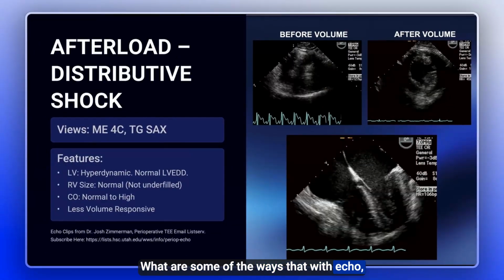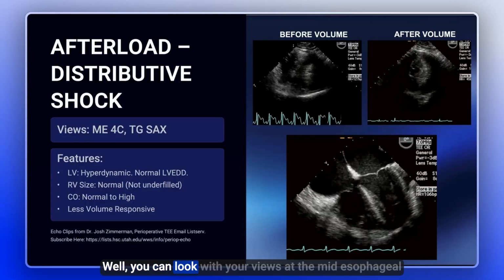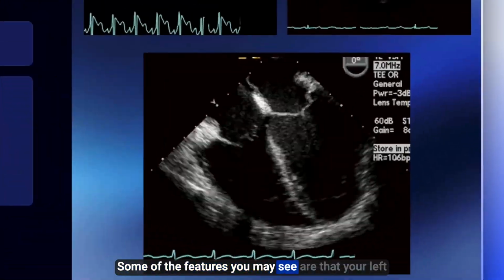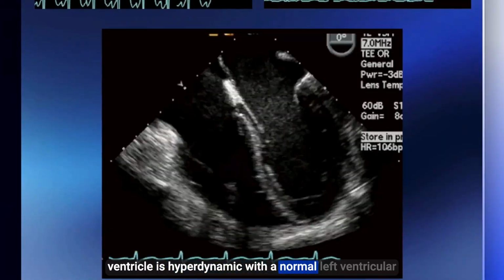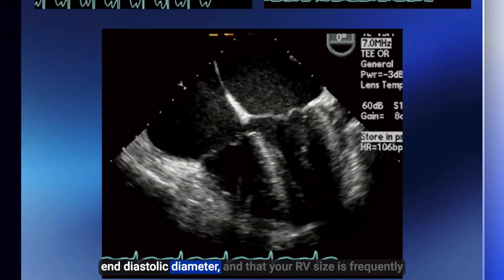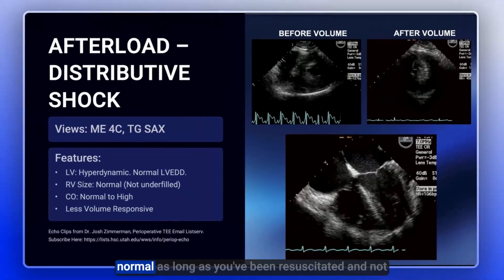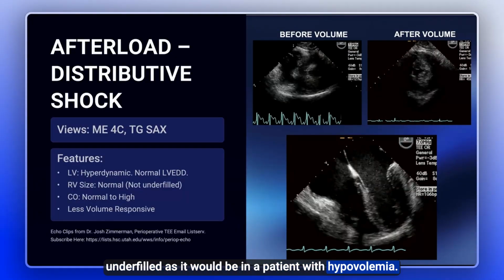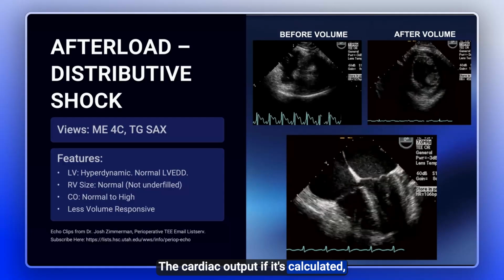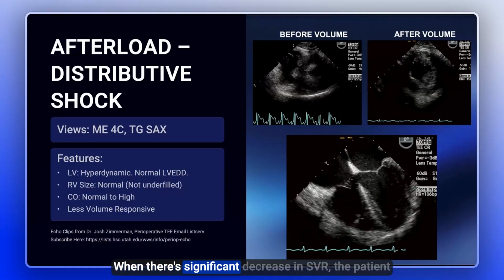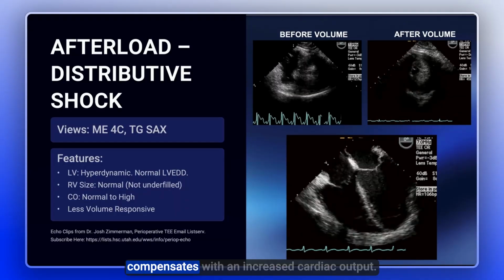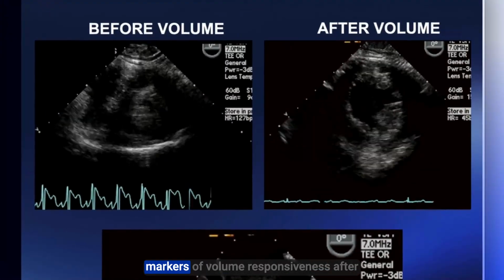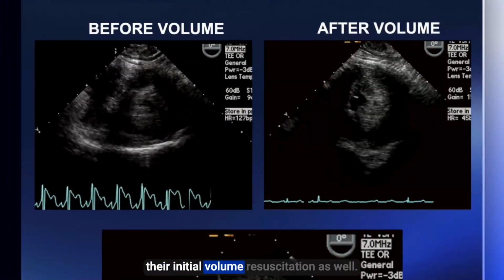What are some of the ways with echo that we can identify distributive shock? Well, you can look with your views at the mid-esophageal four-chamber and transgastric short axis views. Some of the features you may see are that your left ventricle is hyperdynamic with a normal left ventricular end diastolic diameter, and that your RV size is frequently normal as long as you've been resuscitated and not underfilled as it would be in a patient with hypovolemia. The cardiac output, if it's calculated, should be normal or high here. When there's significant decrease in SVR, the patient compensates with an increased cardiac output. Some of these patients may have less markers of volume responsiveness after their initial volume resuscitation as well.